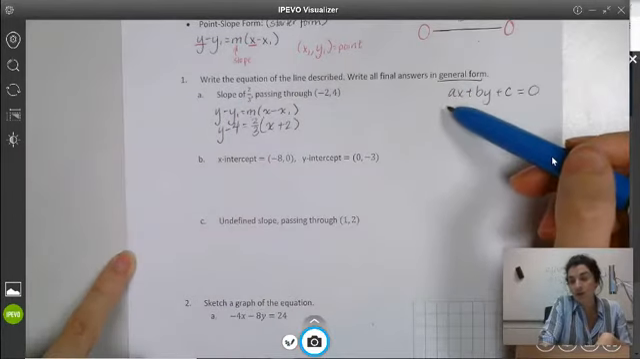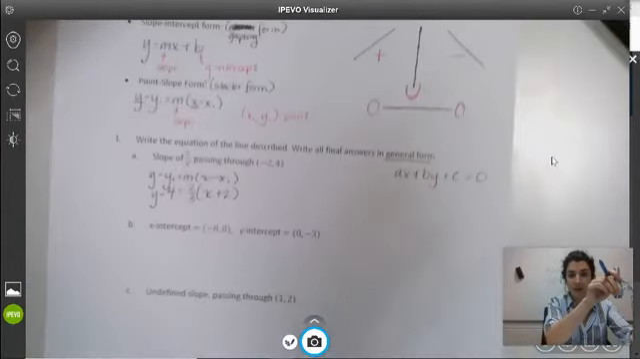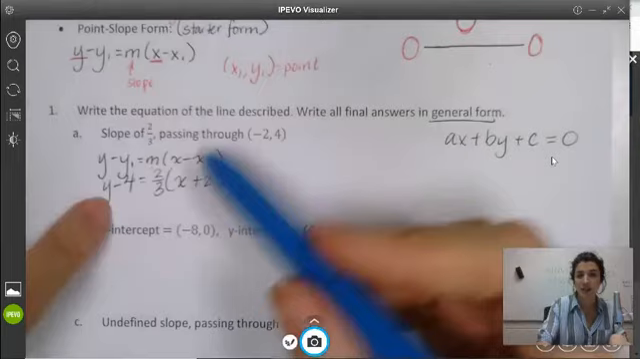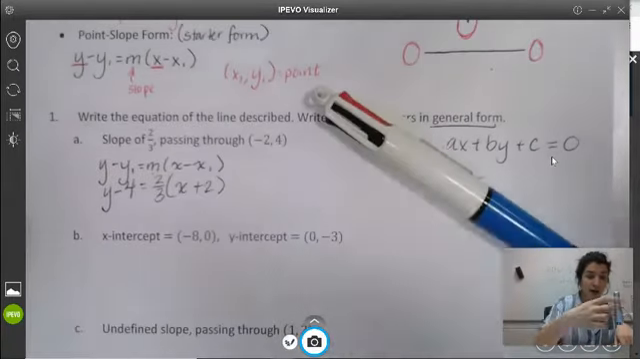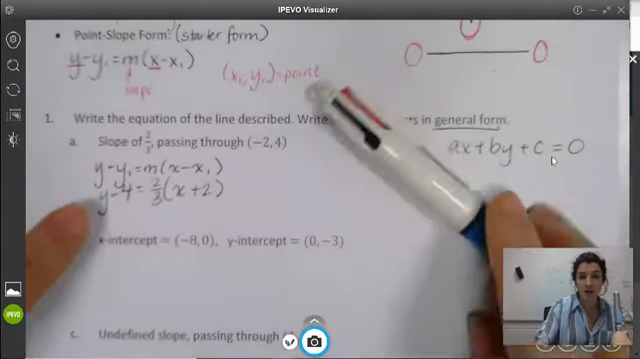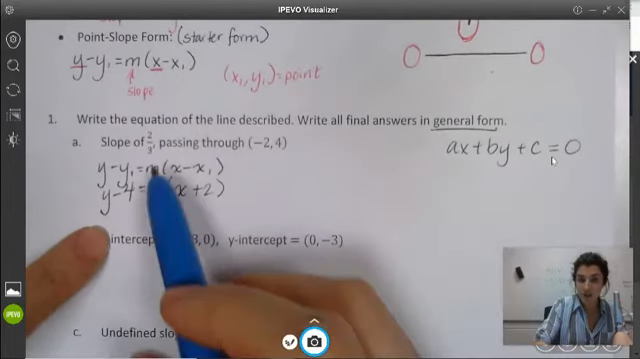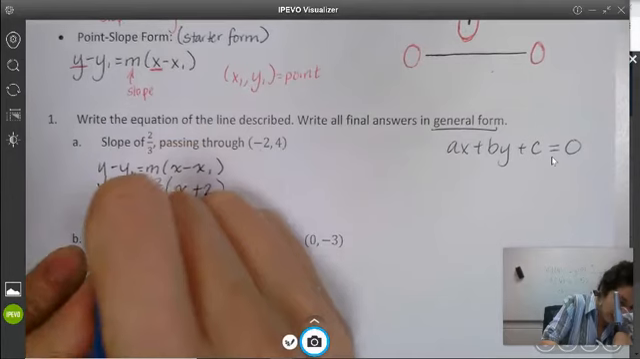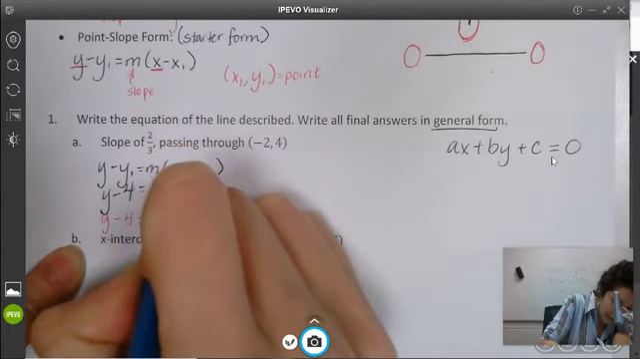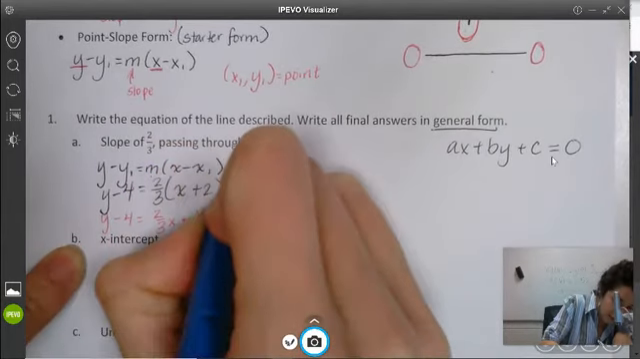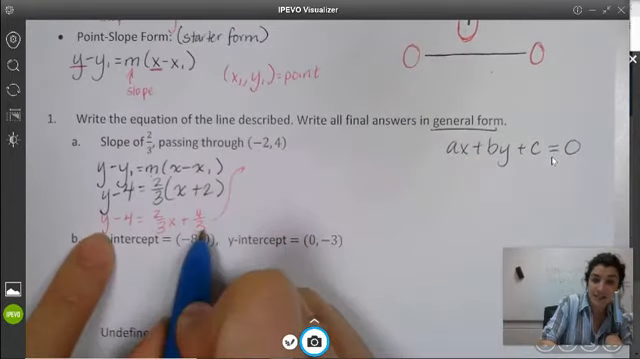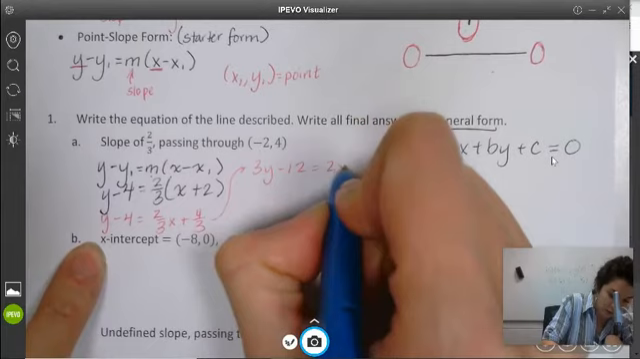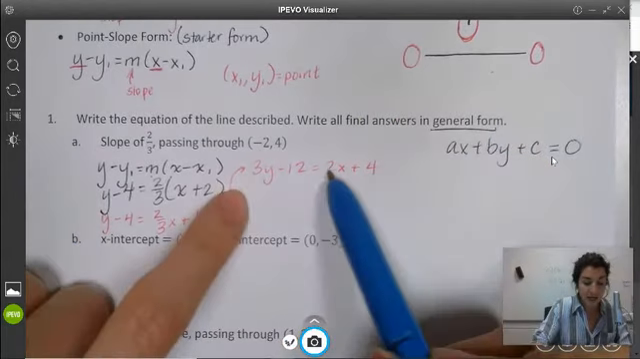Since I want this in general form, I need to follow a certain type of manipulation, a certain type of algebraic process that gets it to be so that it's all set equal to 0 and so that there's no fractions. What I'm first going to do is distribute that 2/3 into there. So I get y minus 4 equals 2/3 x plus 4/3. I'm then going to multiply everything by 3 to get rid of the fractions. I get 3y minus 12 equals 2x plus 4.